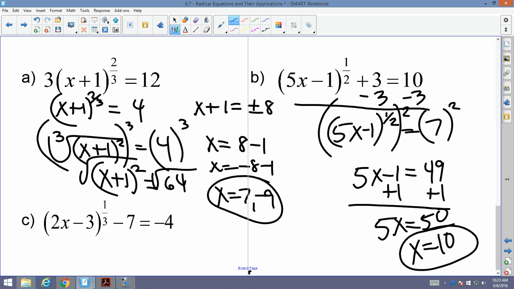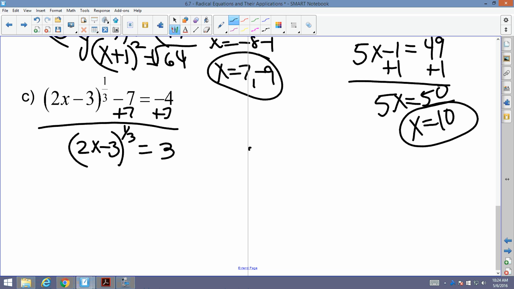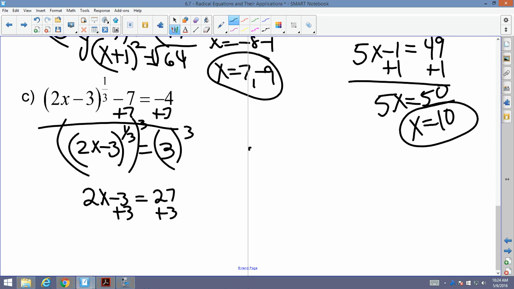Okay, how about C? How would that work? What do I do first? Yeah, very good. You add the 7. So I've got 2x minus 3 to the 1/3 power equals 3. How do I get rid of that 1/3 power? You cube it. Very good. You don't multiply by 3. You cube it. So I got 2x minus 3 equals 3 cubed, which is 27. Add the 3. 2x equals 30. Divide by 2. X equals 15. Very good.